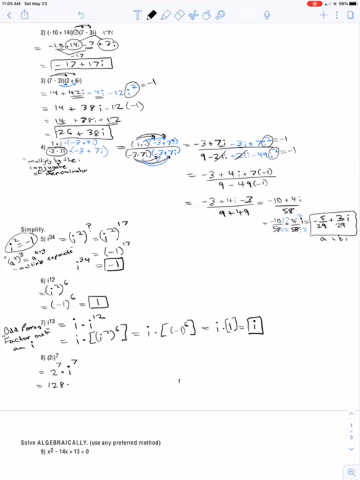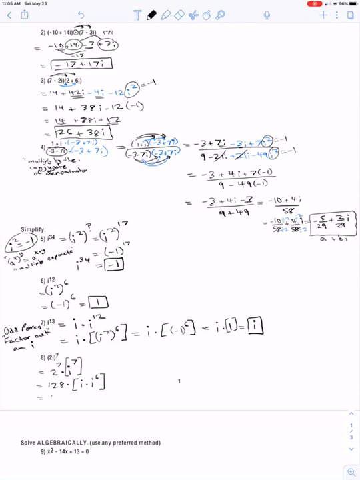Now i to the 7th, we need to reduce. And since this is an odd power, we need to use our factoring property. We have to make it even before we can use i squared as far as the exponent goes. So if you factor out an i, what do you get? You get i to the 6th power left. So i times i to the 6th, still i to the 7th.